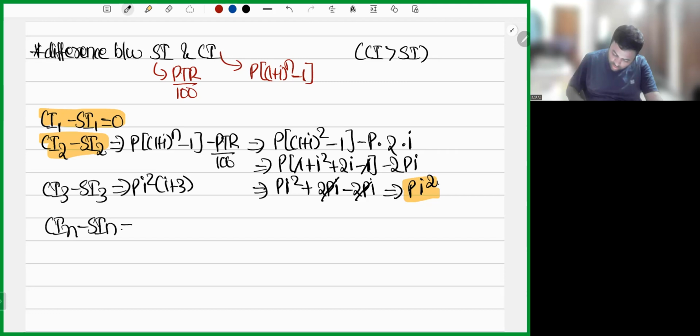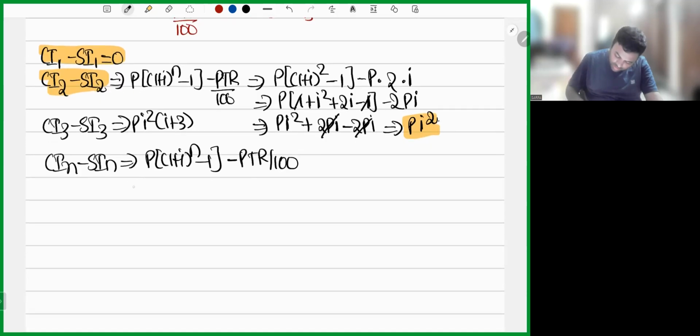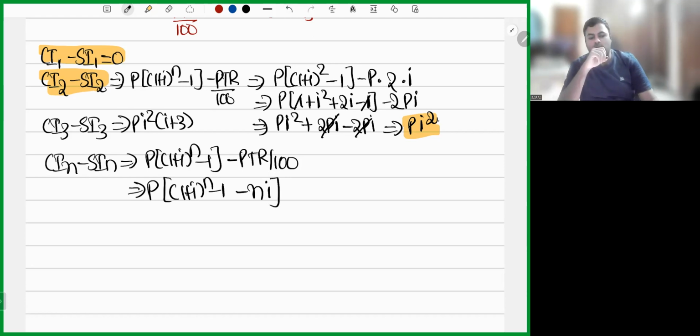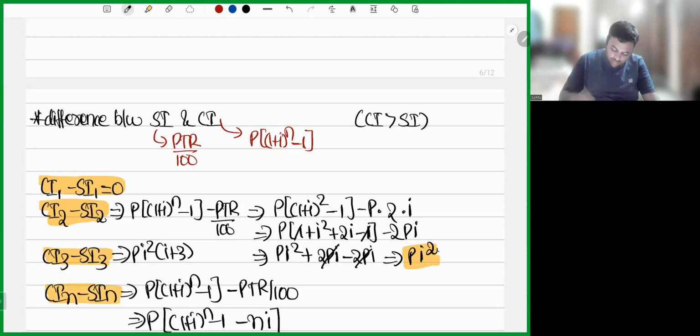What is the formula for compound interest? P into (1 plus I) whole power n minus 1. What is the formula for simple interest? PTR by 100. Let me take P common here: (1 plus I) whole power n minus 1, minus P I have taken common. So what is left? T I am writing as n, R by 100 I am writing as I. So P into (1 plus I) whole power n minus 1, minus n into I. So this is for 3 years, PI square into (I plus 3). This is for n number of years.